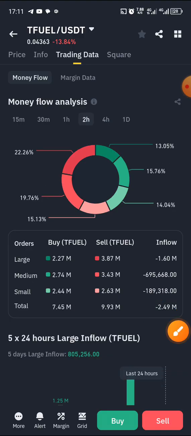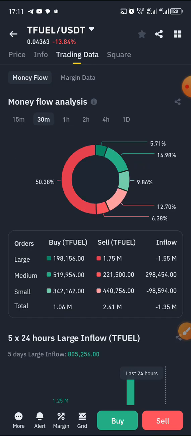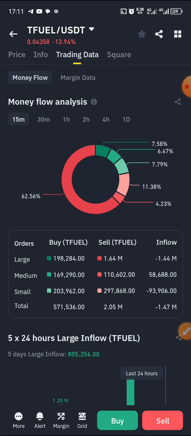In 2 hours, still the sellers are more than the buyers. And in 1 hour, still sellers are more than the buyers. In 30 minutes, it is still the same. 15 minutes, it is still the same. Meaning, this coin is still going down. It is still giving discounts because people are still selling and bringing T-Fuel coins in supply, meaning the prices will fall.